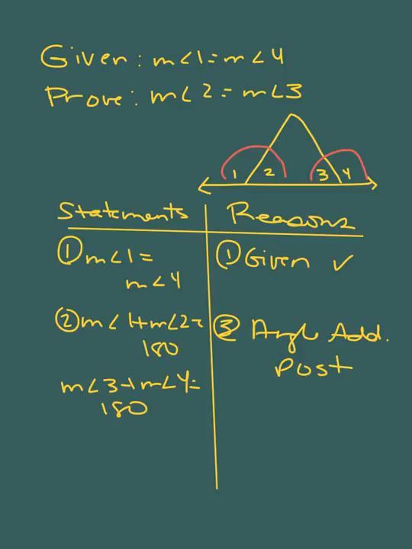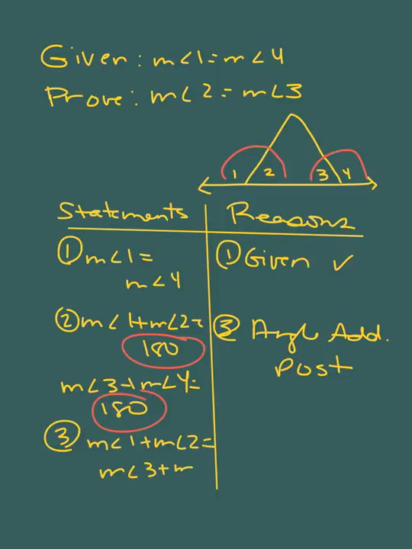Now remember, there's two different things we can do with angle addition postulate. Either two small angles equal a big angle, or in this case, because there's a straight angle, I know when I add the measures of 1 and 2 together, I'll get 180, and the same thing with 3 and 4. Now, because in step 2 they're both equal to 180, I can set the other parts equal to each other. So I can say the measure of angle 1 plus the measure of angle 2 is equal to the measure of angle 3 plus the measure of angle 4, and that would be because of substitution. Since they're both equal to 180, I can substitute and they are equal to each other.